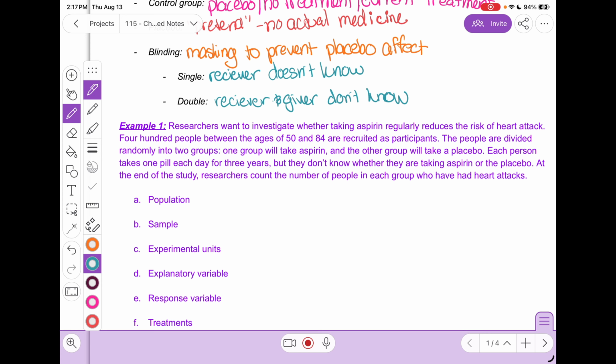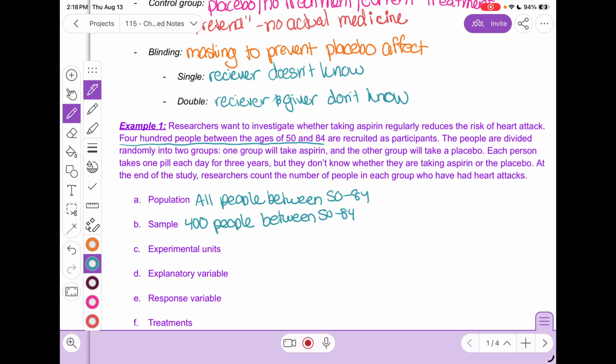The population versus the sample. So 400 people between the ages of 50 and 84. So this is just like before with our population and our sample. The sample is the 400 people. The population would be all people in that age range, so between 50 and 84. So that part hasn't changed.